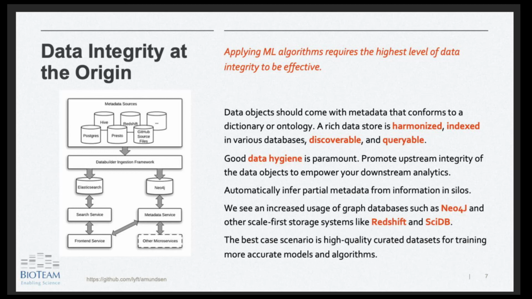And we're seeing a huge increase in graph database approaches and scale-first databases like Redshift and SciDB. So in the best case scenario, you've got this really high-quality curated data set that you can train your algorithms on and develop better models. So data integrity at the origin, I think, is going to be a key aspect of a healthy data ecosystem.